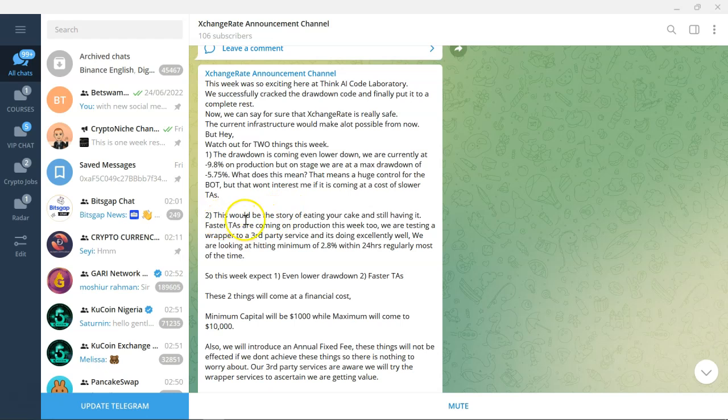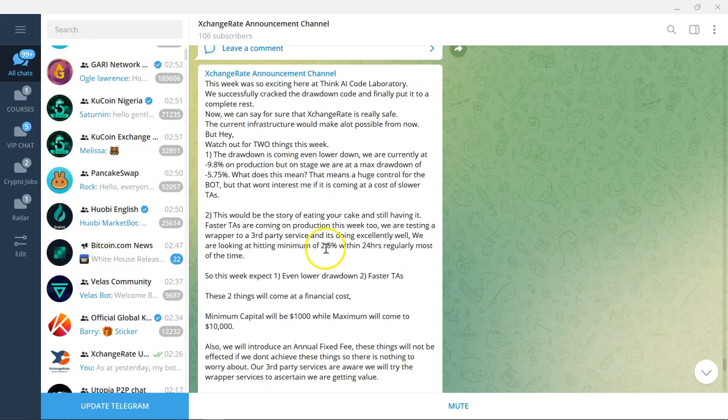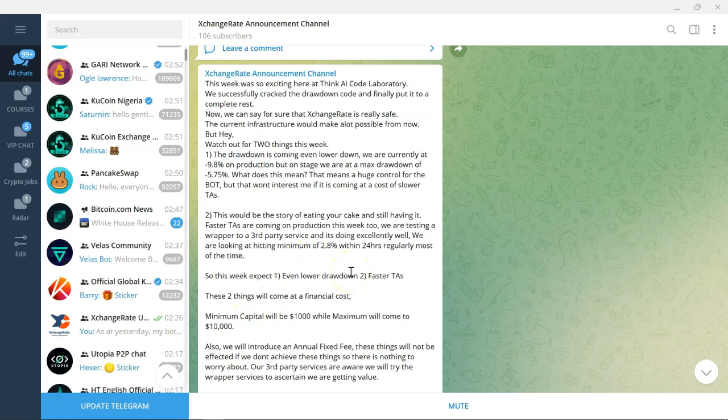He said this could be the story of eating your cake and still having it, if you're having a small drawdown and a faster TA. What I noticed in this current version of the bot is that the drawdown has been really controlled by the developer, but the TAs are not as fast as we are expecting. I'm going to show you how this is happening.